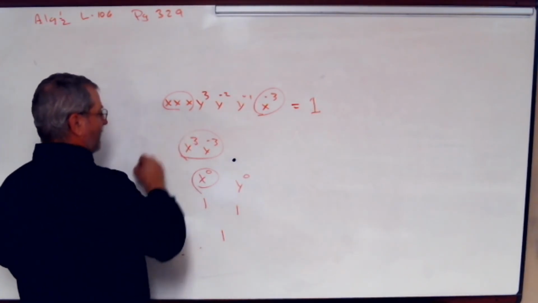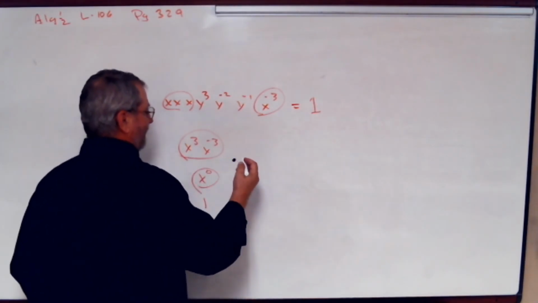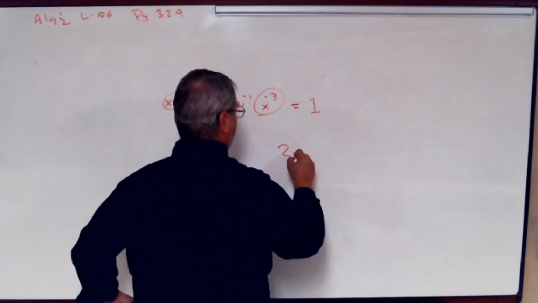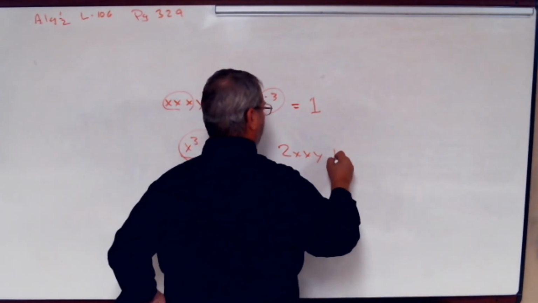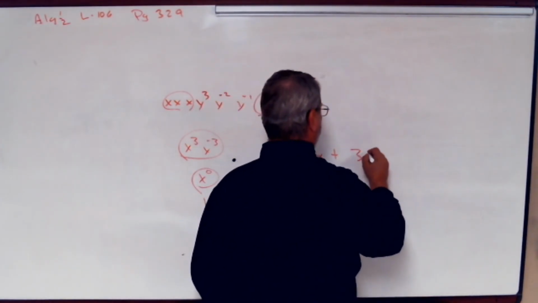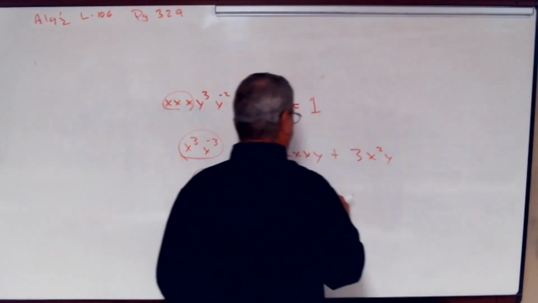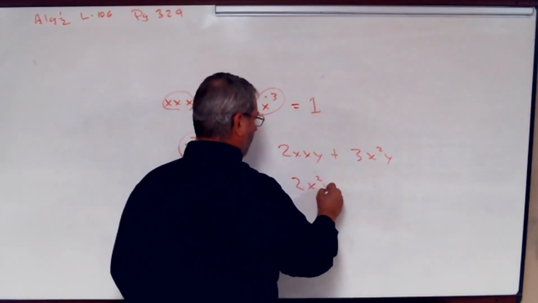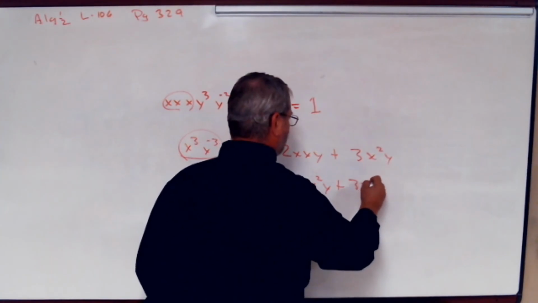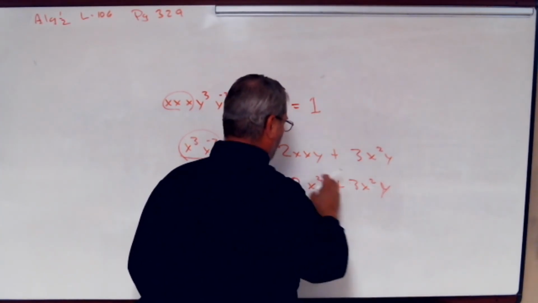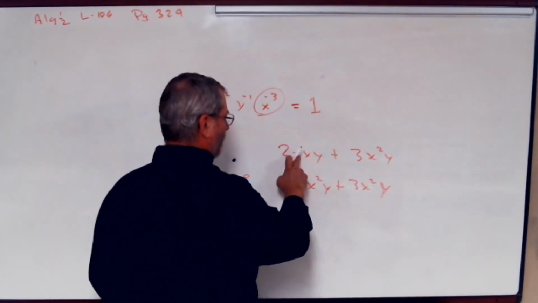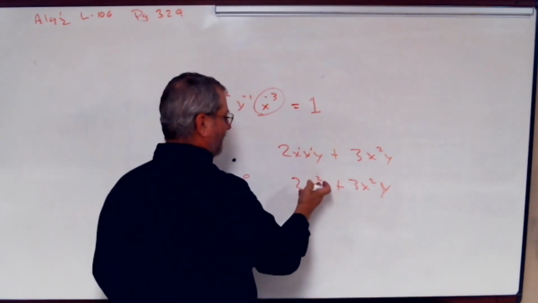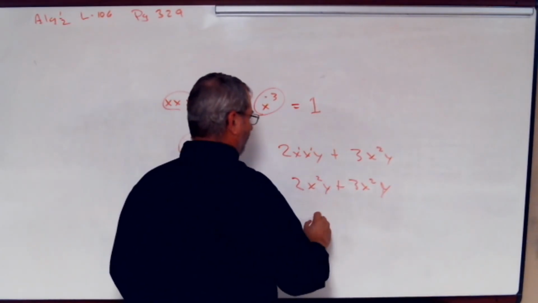This right here is, if you're doing this thing here, 2xy plus 3x squared y. This is 2x squared y plus 3x squared y. x times x is x squared. There's one exponent. 1, 1. Add them together, 2. 2 plus 3 is 5.